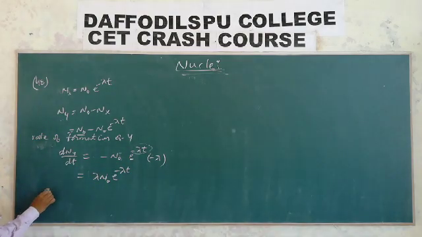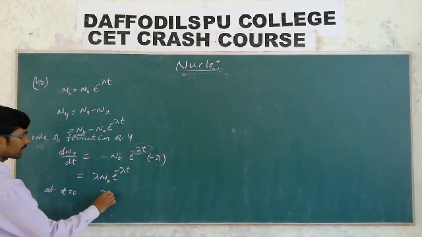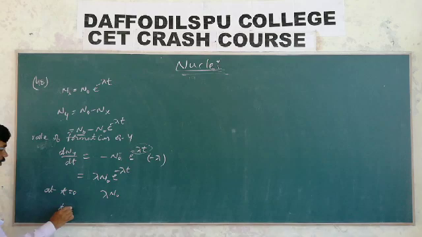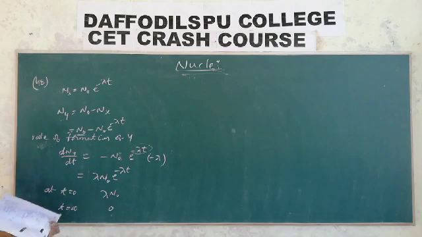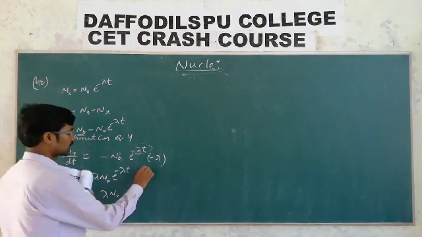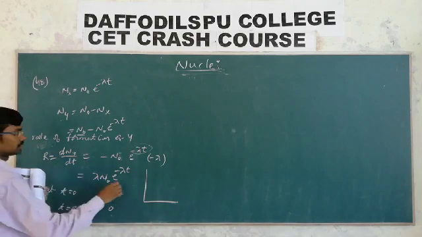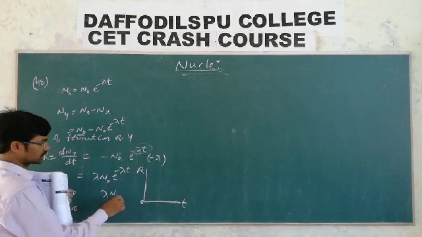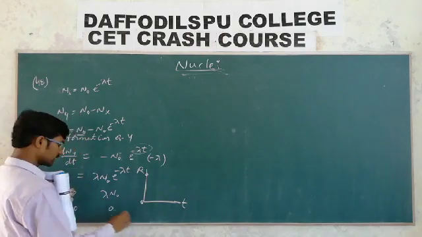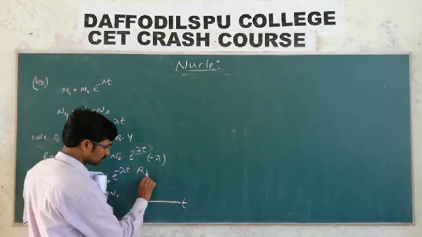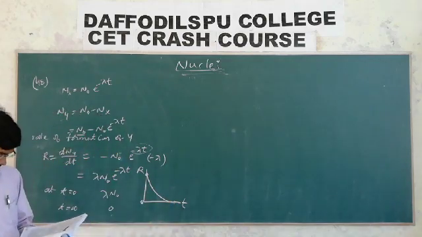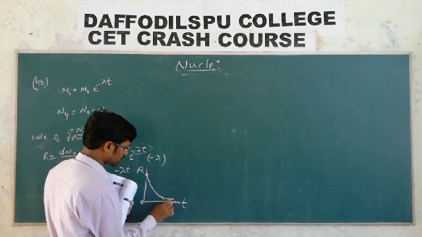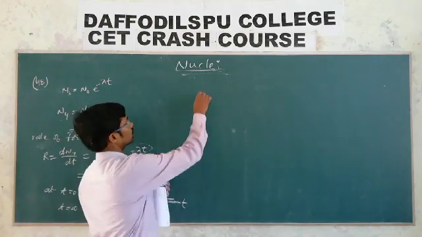Now let us see at t is equal to 0. At t is equal to 0, this is lambda N naught, but at t is equal to infinity, this one will become 0. So that we get the third one, a graph of rate against time. At t is equal to 0, this is the maximum rate, lambda N naught. At t is equal to infinity, the rate is 0. This is the third option. Let us see 49.